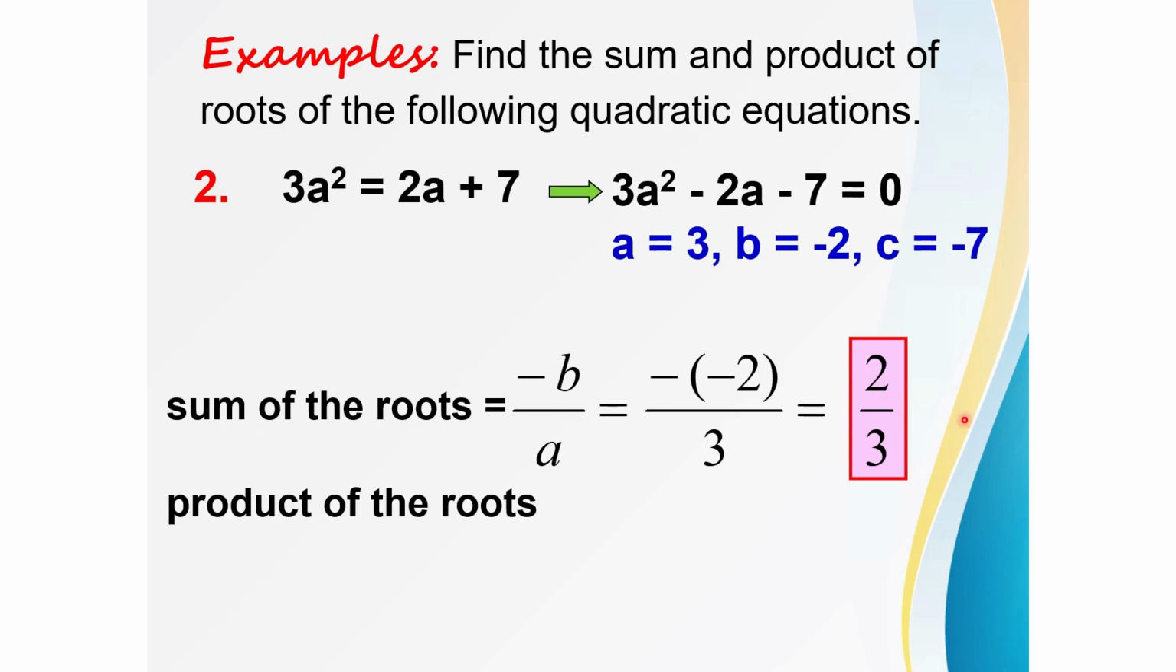For the product of the roots, the formula is c over a. The value of c is negative 7 and the value of a is 3. Since hindi naman na ma-divide ang 7 by 3 exactly, so that's it, the final answer for the product is negative 7 over 3.